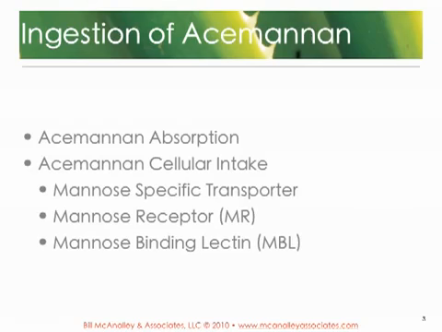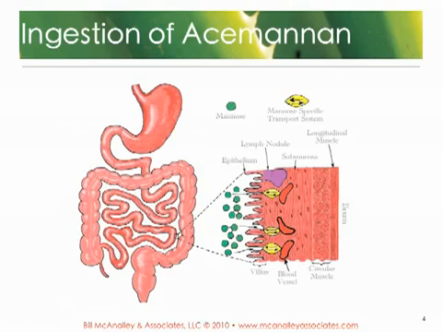Acemannan absorption takes place three different ways, and our cells in our body in general have three different mechanisms. I'm going to discuss each one of those. The first one is the specific mannose transport.